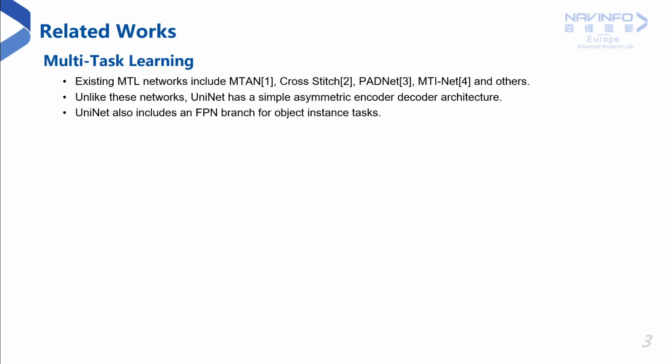Related works can be categorized into three broad groups. The first group of works address multitask architectures. State-of-the-art architectures include MTAN, cross-stitch, PadNet, MTI-Net, and others. While these architectures have their own elements, UniNet provides a simple asymmetric encoder-decoder architecture. UniNet also includes an FPN branch to predict instance tasks.